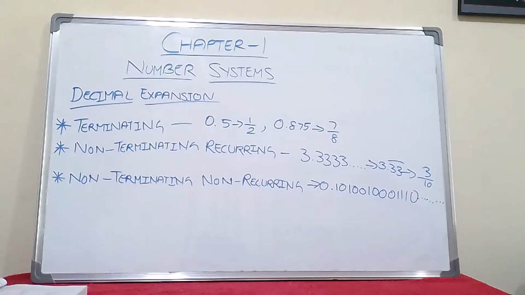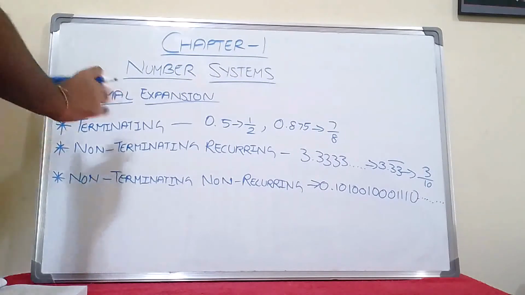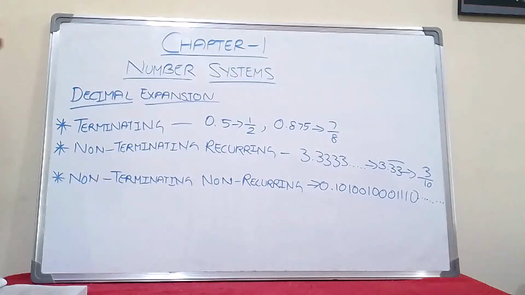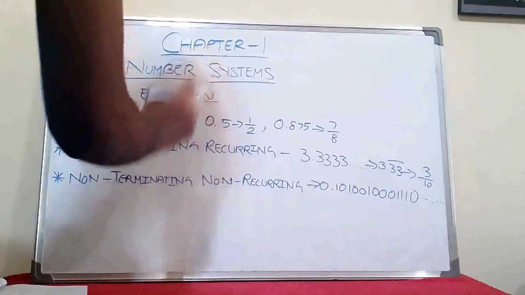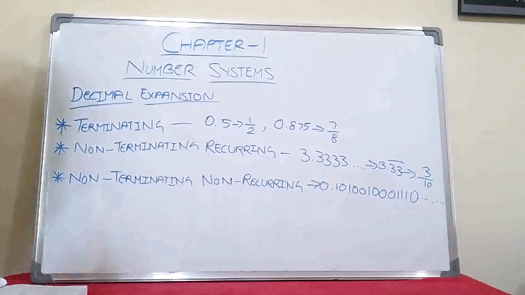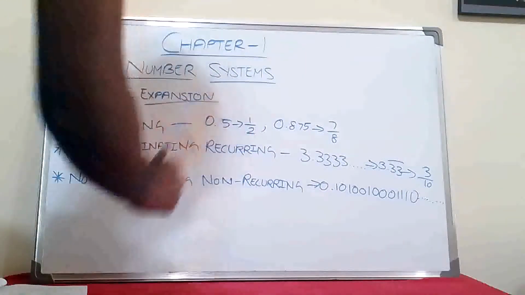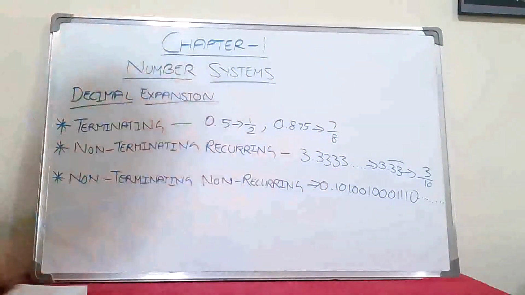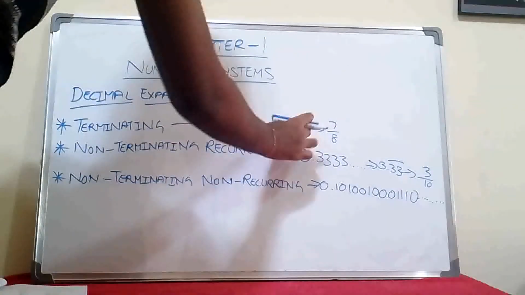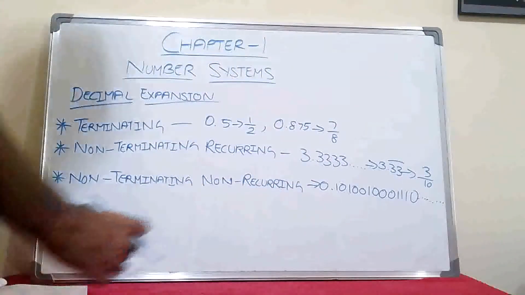For example, the first type of decimal expansion is terminating decimal expansion. A terminating decimal expansion is any decimal which stops after a particular number of decimal places. For example, 0.5. 0.5 finishes after 1 decimal place, that is 5, and it is 1 by 2. Next is 0.875. We can see that the decimal stops after 3 decimal places, and it is 7 by 8.